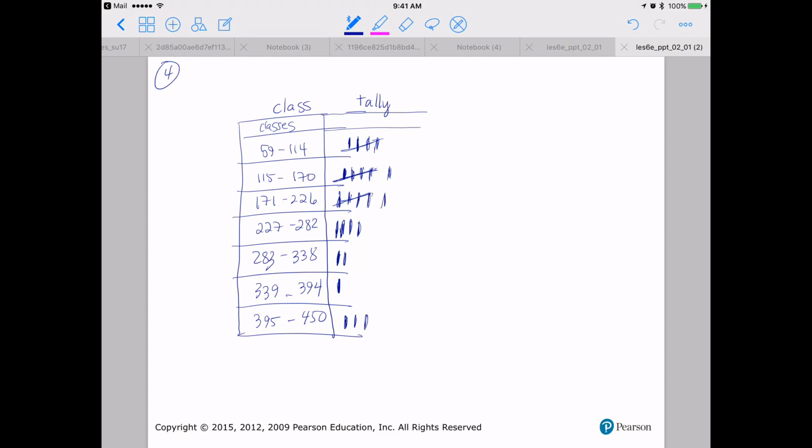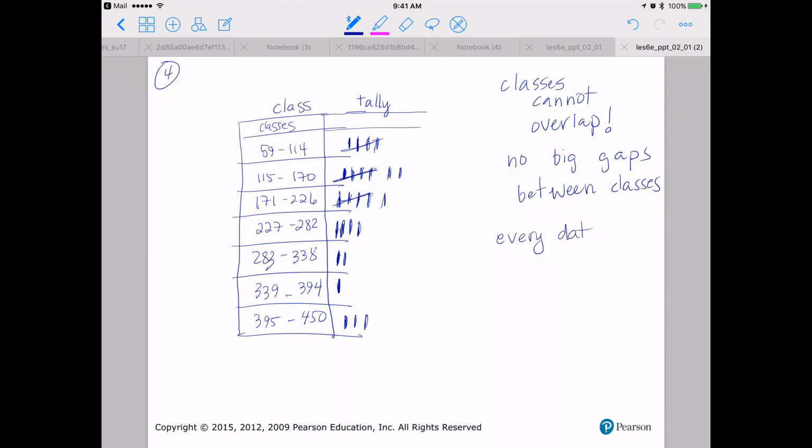Okay. So you can see why it's important for the classes to not overlap. So classes cannot overlap. And also every number should fit in a class. So there can't be big gaps between classes, because then you might have a data entry that doesn't fit in a particular class. Every data entry must fit in a class. Okay, so that's basically the key point there.